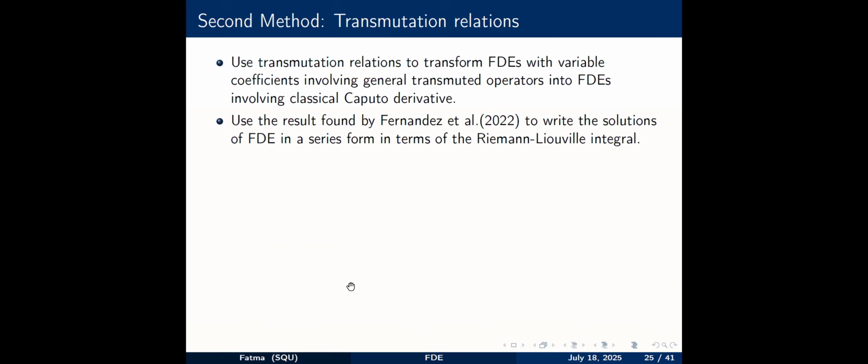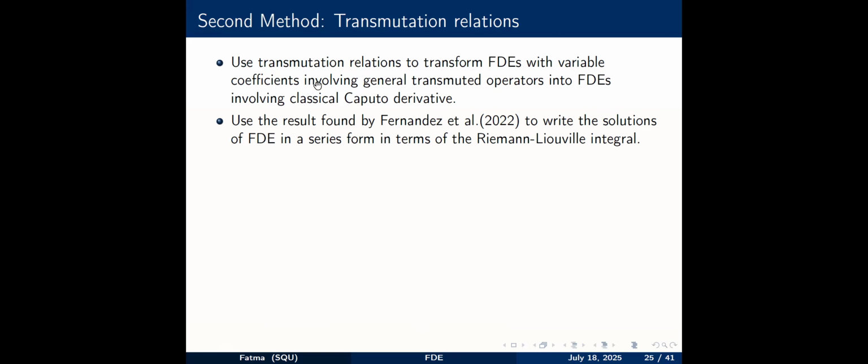Now we are going to move to the second method, using the transmutation relation. Actually, this method was used before, as I said, by Kiryakova and Saigo for solving the previous problem, which is the differential equation involving the Erdélyi-Kober derivative. And what is the idea of the transmutation relation? The transmutation relation connects more general operators with the classical ones, like the Riemann-Liouville derivative and the Caputo derivative. That's what we are going to do here.